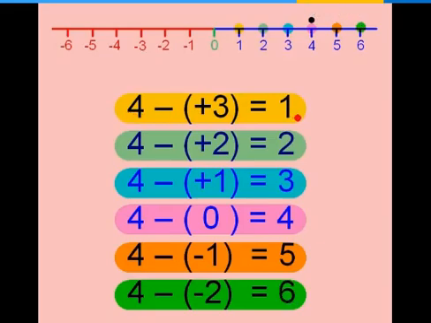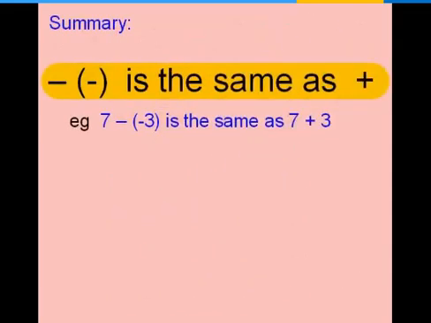So at the start here, I can see that I was taking away a positive number. To do this, I moved to the left, which is what we do when we subtract. At the end here, I was taking away a negative number, so I moved to the right. This is what we do when we add. So taking away a negative number is the same as adding. So to summarise, we now know that taking away a negative is the same as adding. So if I have a question like this, I can rewrite it as 7 add 3. So the answer is 10.